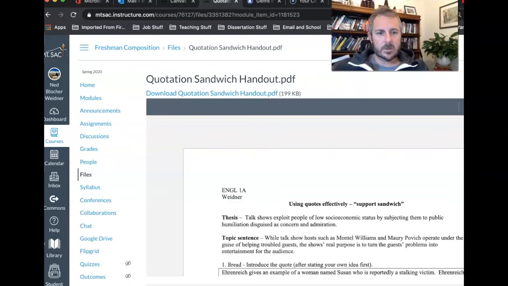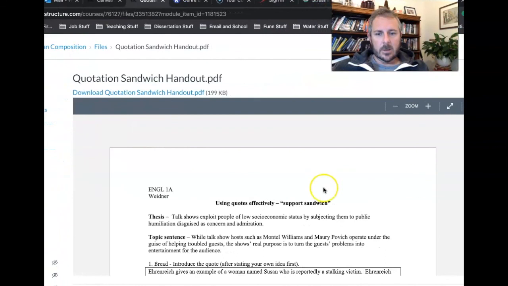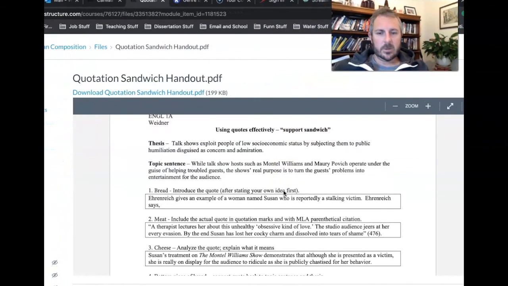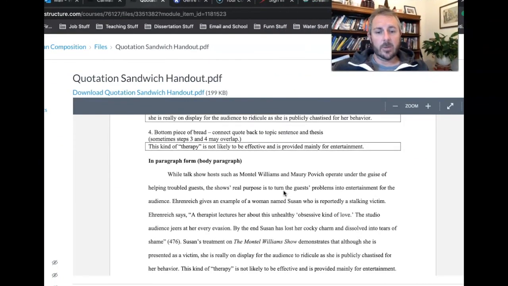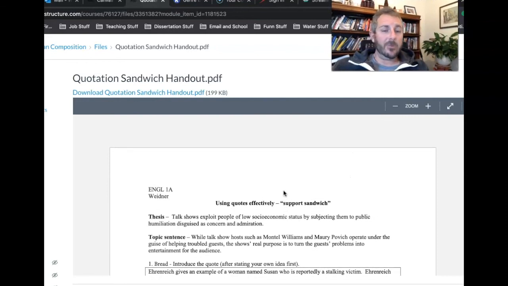Here you will see the Quotation Sandwich Handout with explanations about how to do it if you're confused. You can download this and save it to your computer, or you can view it simply from Canvas.